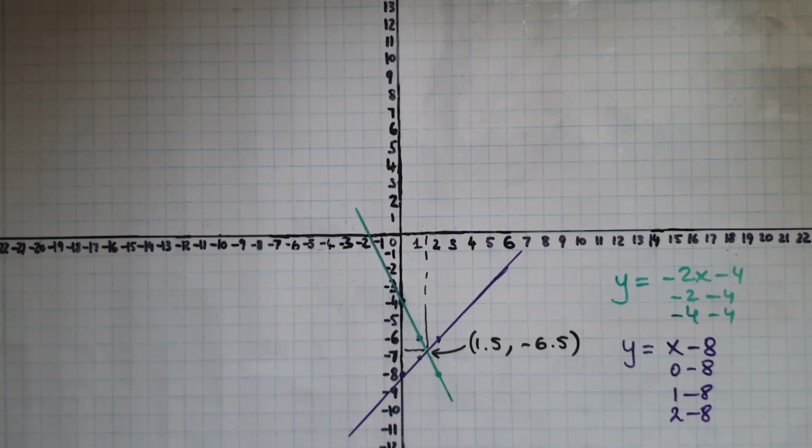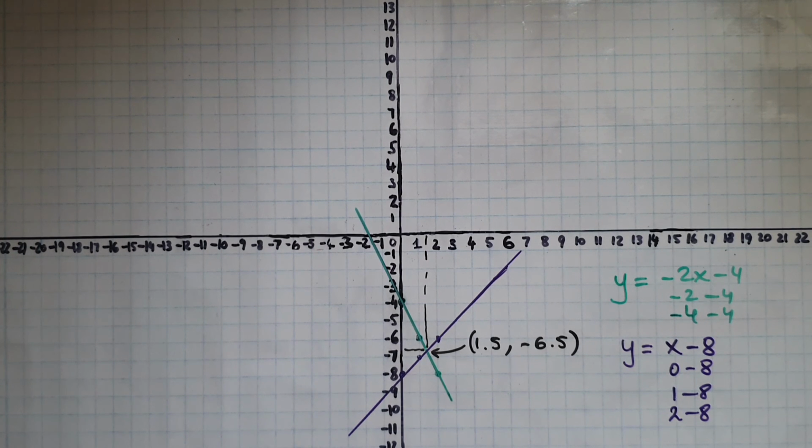approximately. So always the solution to simultaneous equations graphically is the intersection between the two lines, and the x-coordinate of that point of intersection will be the solution for x, and the y-coordinate will be the solution for y.